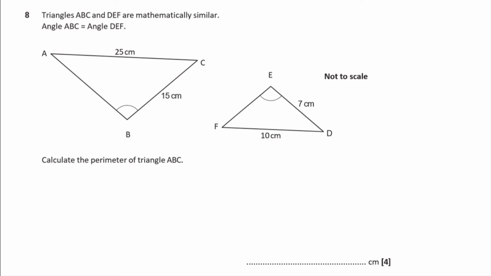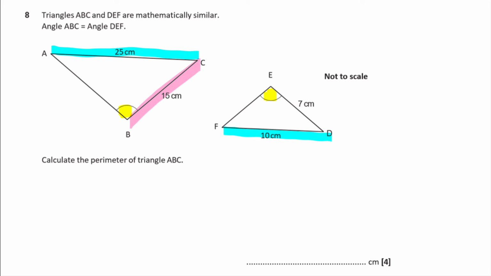Question 8. Triangles ABC and DEF are mathematically similar. Angle ABC equals angle DEF. Calculate the perimeter of triangle ABC. Okay, so what's going with what then? And we're told that angle ABC goes with angle DEF. So ABC is that one, DEF is that one there. They're the matching angles. Okay, so presumably the side opposite matches the side opposite. So those two go together on this similar triangle. What about this one here? Does the 15 go with the 7 or does it go with the blank one?